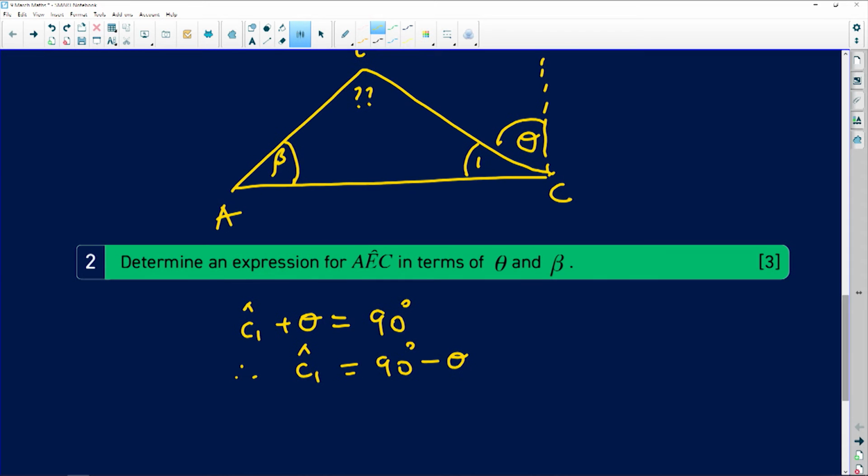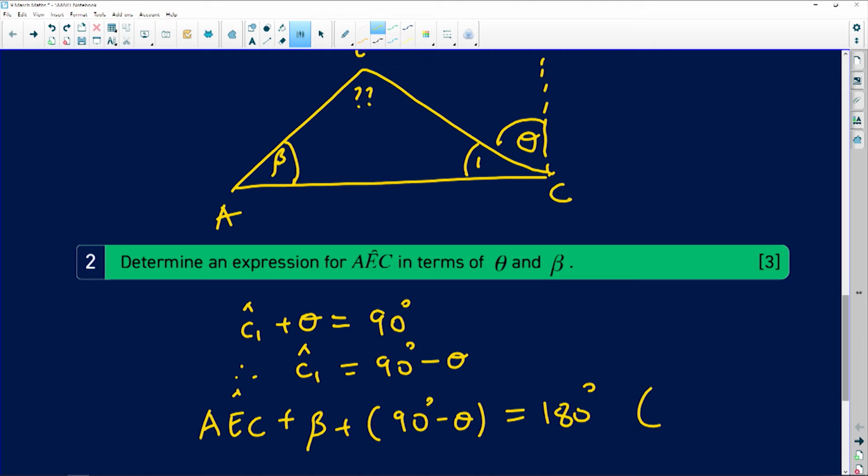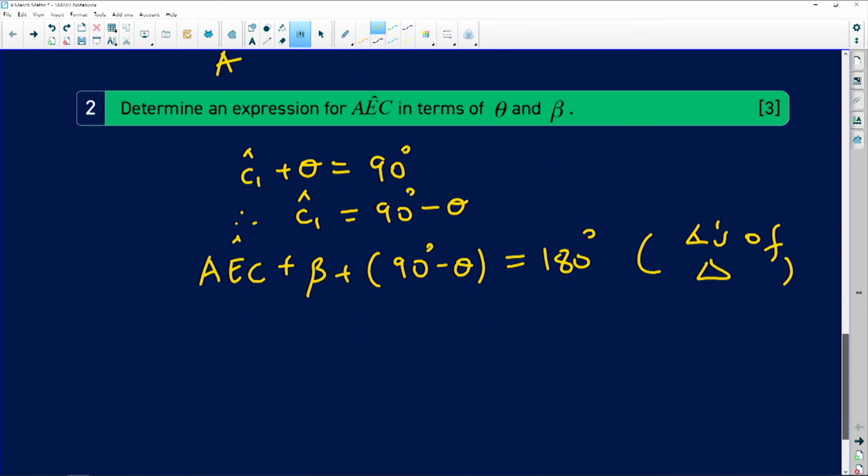So if I add the angles of a triangle, the angle they're asking me about, angle AEC, plus the angle at the bottom, which is beta, plus angle C1, which is 90 degrees minus theta, must give us 180 degrees, because these are angles of a triangle. The sum of interior angles of a triangle adds up to 180 degrees. Right, and then we can simplify this. You're going to get that AEC plus beta plus 90 degrees minus theta is 180 degrees.